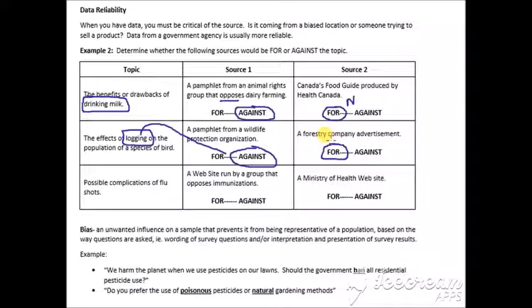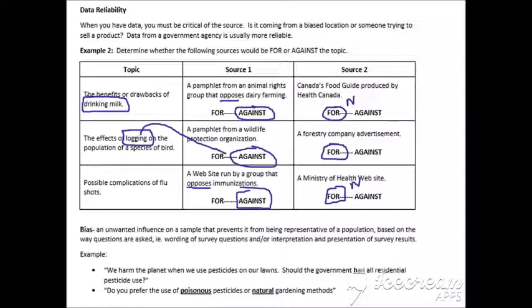Now, last topic, possible complications of flu shots. If you are on a website run by a group that opposes, so that's against immunizations, versus the Ministry of Health website. Okay, the Ministry of Health says research shows this, and obviously they're going to take more of a neutral stance, especially if it's government-based. They're going to say all the pros and the cons.